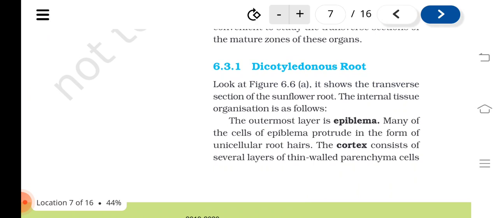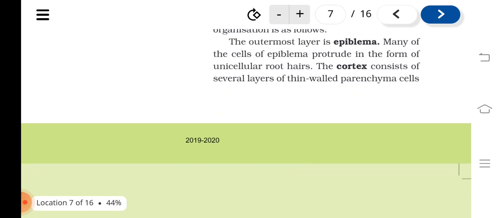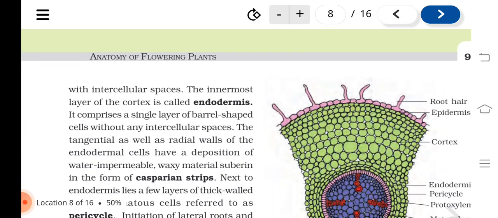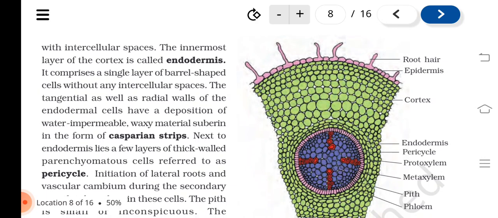The internal tissue organization is as follows. The outermost layer is epiblema. Many of the cells of epiblema protrude in the form of unicellular root hairs. The cortex consists of several layers of thin-walled parenchyma cells with intercellular spaces. The innermost layer of the cortex is called endodermis.